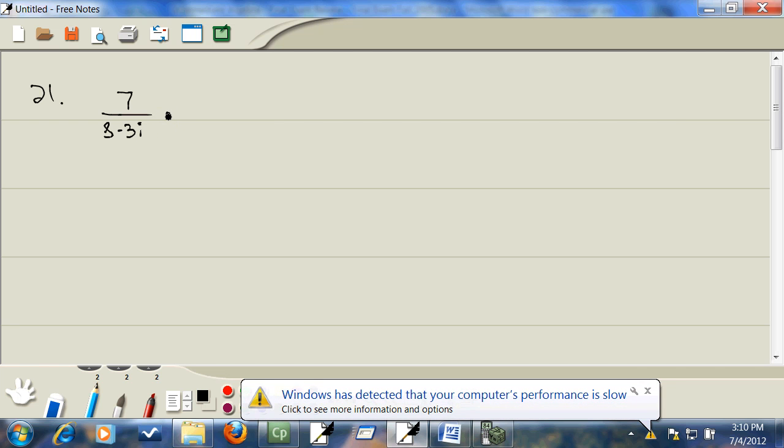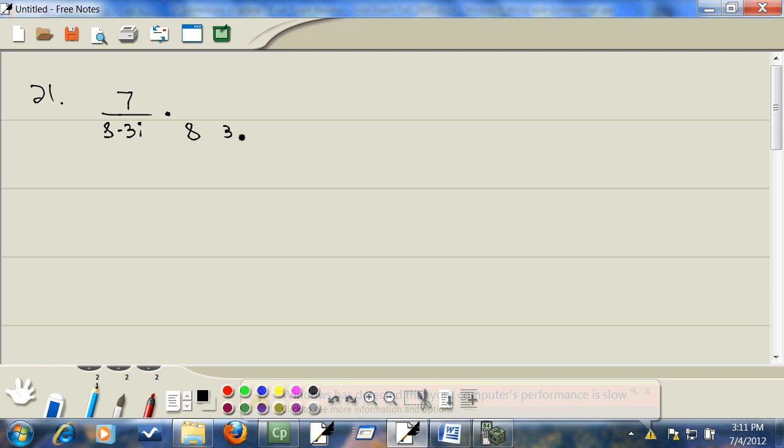Well, we're going to multiply the top and bottom by the conjugate of the bottom. Now, conjugate means the first part and the last part are the same, the 8 and the 3i, but the sign in the middle is different. So it was a negative, so we want positive. And whatever you multiply by the bottom, you multiply by the top. So we multiply the top part by 8 plus 3i.